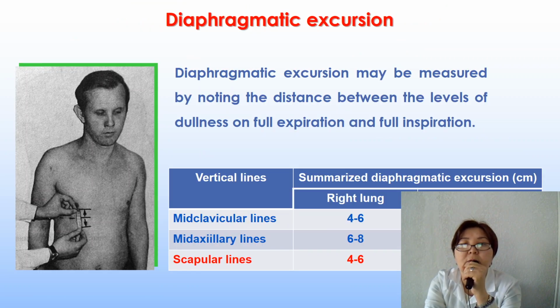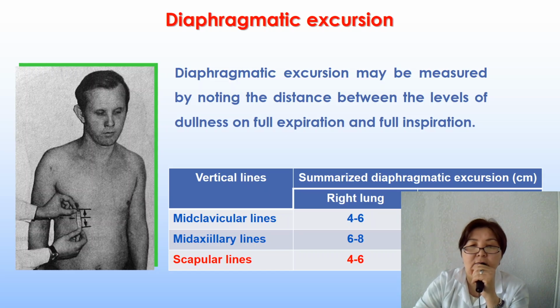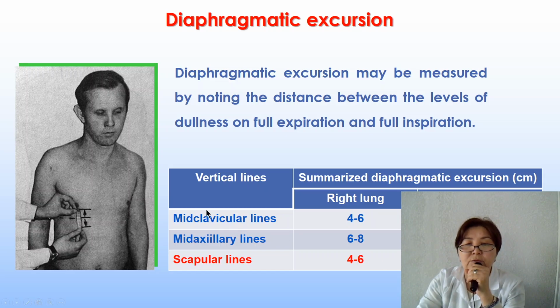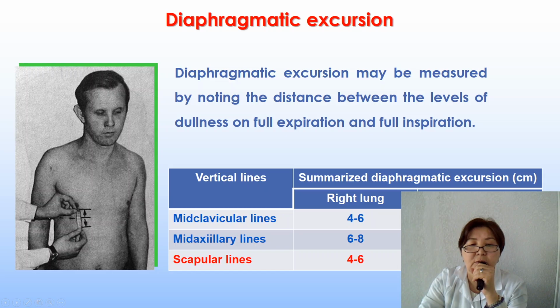Diaphragmatic excursion may be measured by noting the distance between the levels of dullness on full expiration and full inspiration. And in this table you can see the normal diaphragmatic excursions at the mid-clavicular line, mid-axillary line, and scapular line. On the left lung, we don't use the mid-clavicular line.